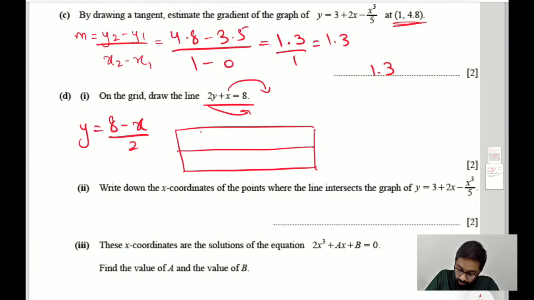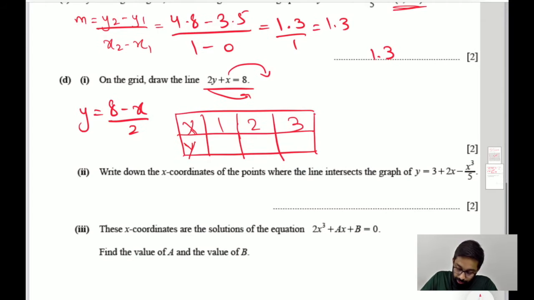And write down three values of x: 1, 2 and 3, and we need to find three values of y once we plug in these three values of x. So when I plug in 1, 8 minus 1 is 7, 7 divided by 2 is 3.5, that's one of the values. Then when I plug in 2, 8 minus 2 is 6, 6 divided by 2 is 3. Then when I plug in 3, 8 minus 3 is 5, 5 divided by 2 is 2.5.